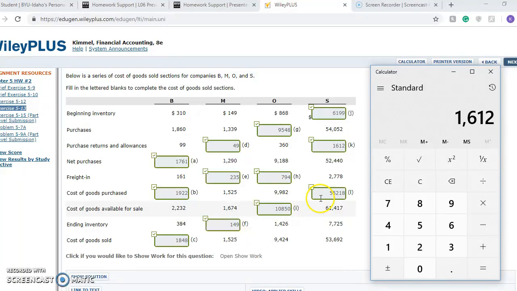And then lastly, our cost of goods purchased. We know we can solve from the beginning inventory, or we can get the cost of goods available for sale by adding cost of goods purchased to our beginning inventory. In this case, we've solved for both of those, so we just go 61,417 less 6,199, and that's going to give us our cost of goods purchased.